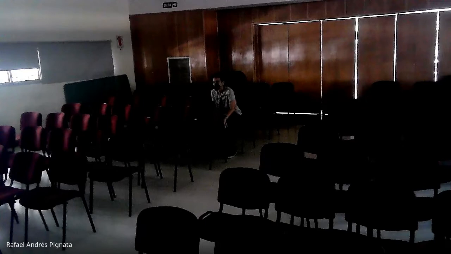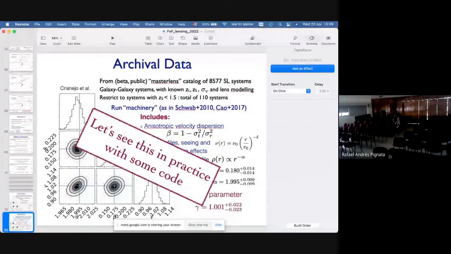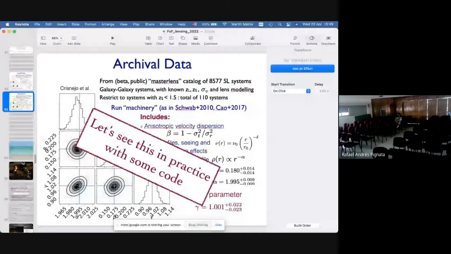I'll share my screen again. Right. Are there any questions for Renan about this? Okay, so that's an example of an application. Once you model a system, you measure some properties from lensing, and you can compare this, in this case, with velocity dispersion to measure possible modifications of general relativity.